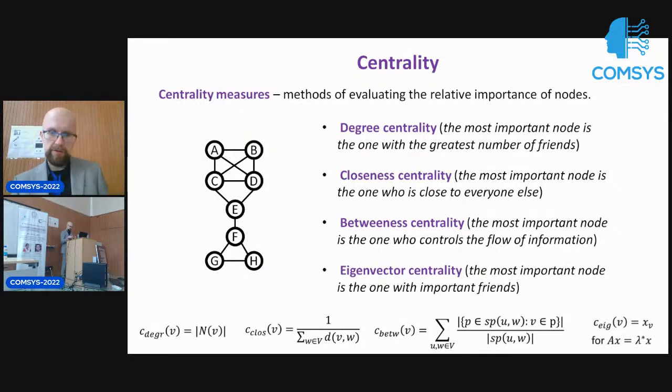And finally, a very popular centrality measure is eigenvector centrality, which has a very simple intuition, but a bit complicated formula. So the intuition is that I am important in the network if my neighbors are important. However, if you would like to compute the eigenvector centrality, this is the entry in the eigenvector corresponding to the greatest eigenvalue of the adjacency matrix of this network. So it's not very easy to compute, but it's very popular, so I decided to present it here.